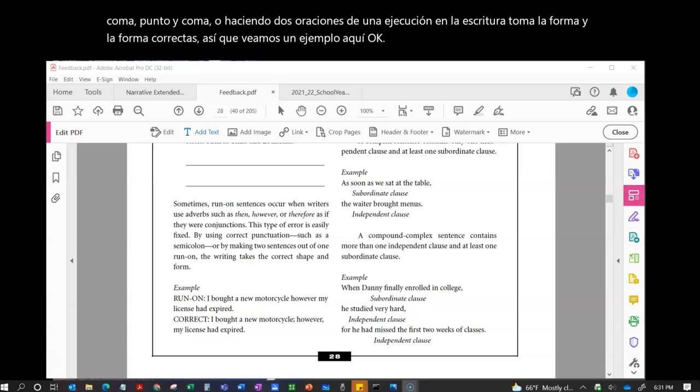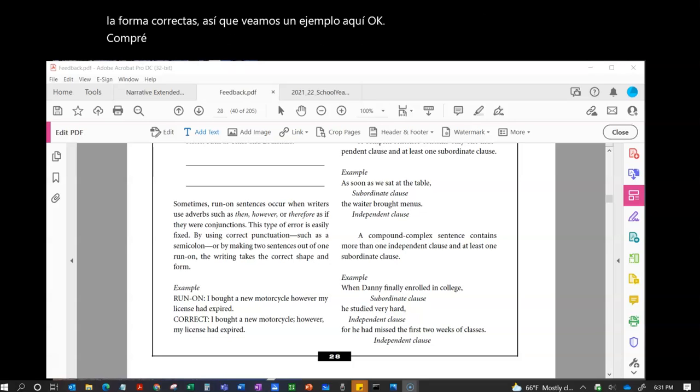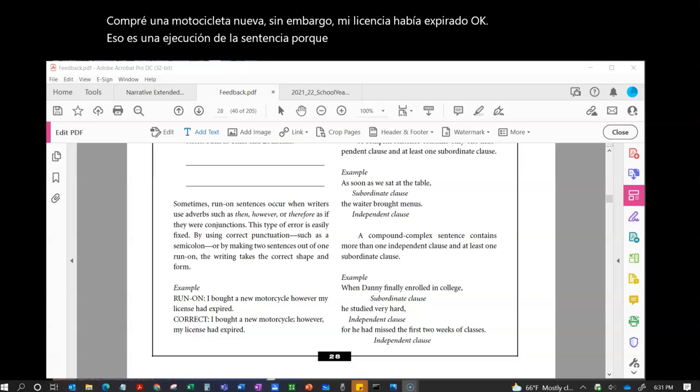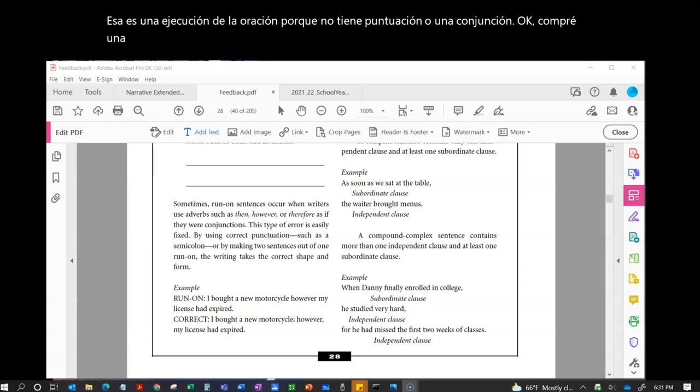I bought a new motorcycle. However, my license had expired. Okay? That's a run-on sentence because it doesn't have punctuation or a conjunction. Okay? I bought a new motorcycle. Okay? However, my license had expired. Okay? I bought a new motorcycle. We can put a semicolon there.